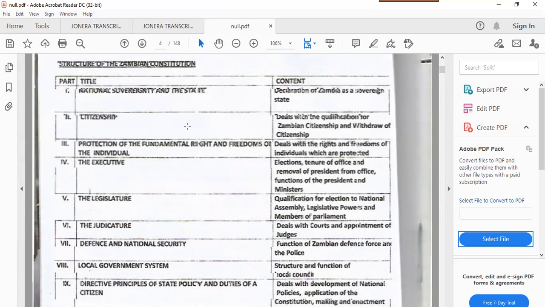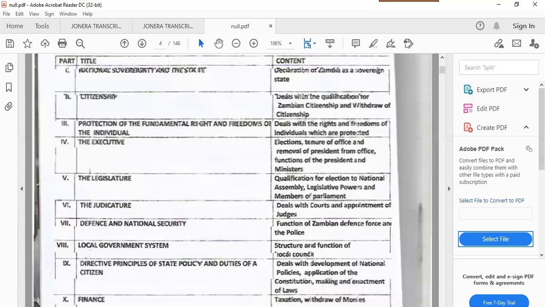Part two of the structure of our constitution, citizenship, deals with the qualification for Zambian citizenship and withdrawal of citizenship. Do you have to be born in Zambia to be a citizen? Do you have to live in Zambia for approximately 10 years to be a citizen? If you commit a crime against the state, are you subject to withdrawal of citizenship? So this is the second wing of the Zambian constitution.